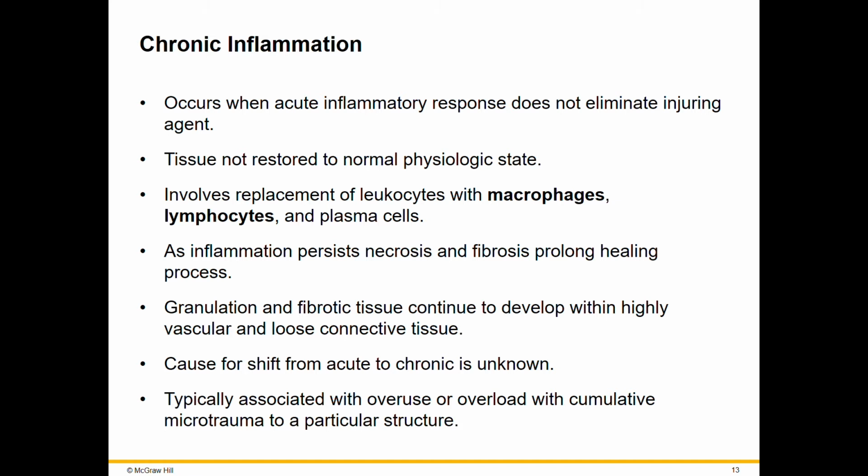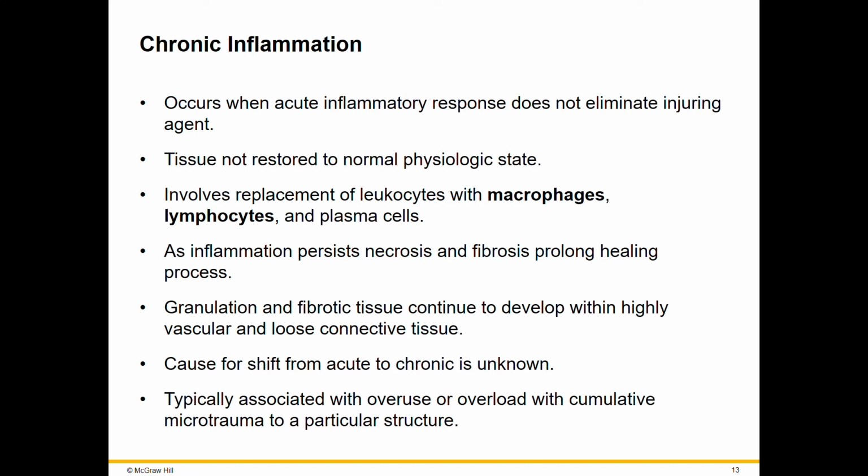The neutrophils normally present during the acute inflammation are replaced by the macrophages, the lymphocytes, the fibroblasts, and the plasma cells. As this low-grade inflammation persists, damage occurs to the connective tissue, resulting in tissue necrosis and fibrosis, prolonging the healing and repair process. Chronic inflammation involves the production of granulation tissue and fibrous connective tissue. These cells accumulate in a highly vascularized and innervated loose connective tissue matrix in the injured area.